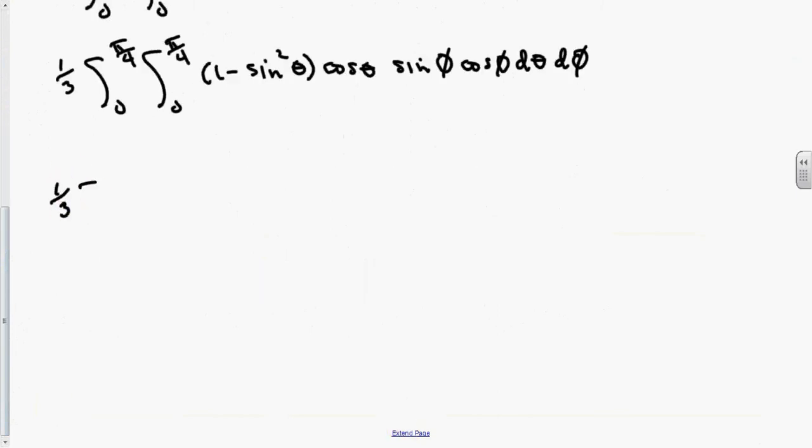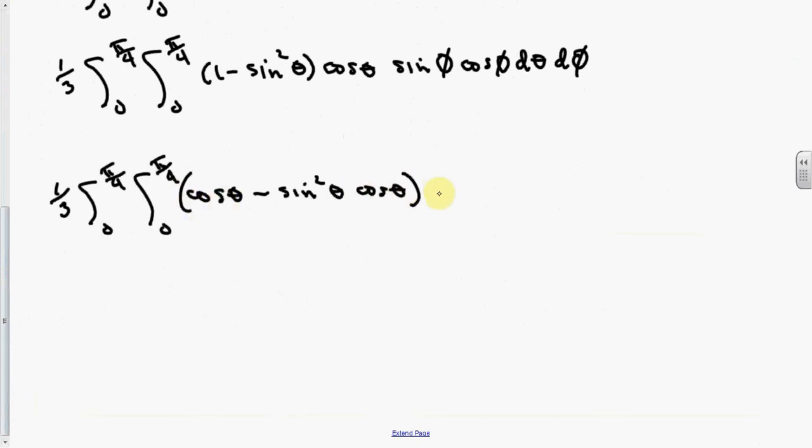This is 1/3 times the integral from 0 to pi over 4. Bless you. It's the integral from 0 to pi over 4. This is cosine theta minus sine squared theta times cosine theta. Keep that there. Then we have here sine phi cosine phi d theta d phi.